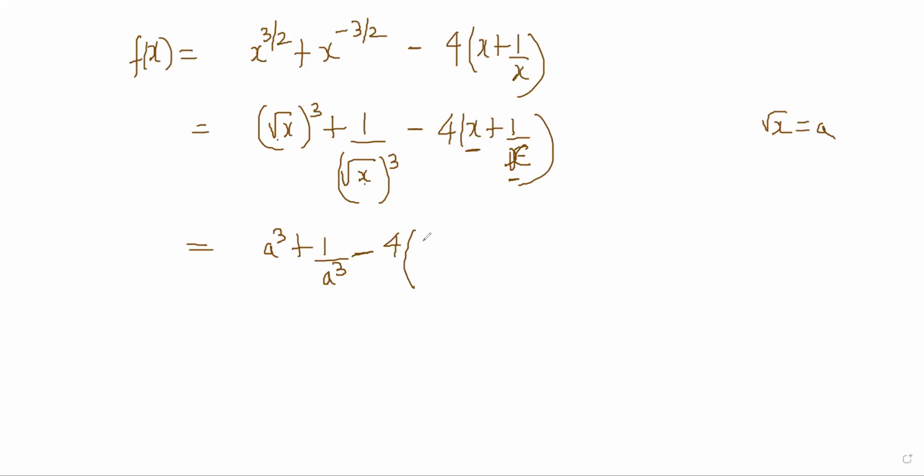Oh wait, am I making some mistake, or is it like this? That is weird. Root x, no, this is A square plus 1 by A square. Root x was A. Correct. This is what it is. Root x is A, then this is A cube plus 1 by A cube minus 4 times A square plus 1 by A square.